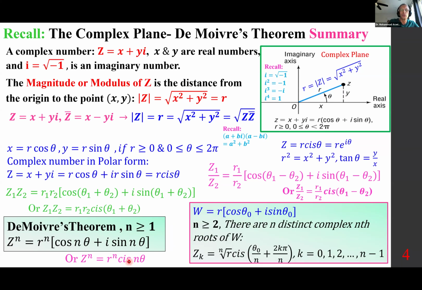If we want to take a root where w is represented as r cis theta sub 0, or r times cosine theta sub 0 plus i sine theta sub 0, and n is larger than or equal to 2, there are n distinct complex nth roots of w. So the nth root of r, cis, you divide theta sub 0 by n, and you add 2k pi divided by n, and k goes from 0 to n minus 1. Or if it's in degrees, you put 360 degrees k over n. Either way is fine. So that's the synopsis of the complex plane De Moivre's theorem.